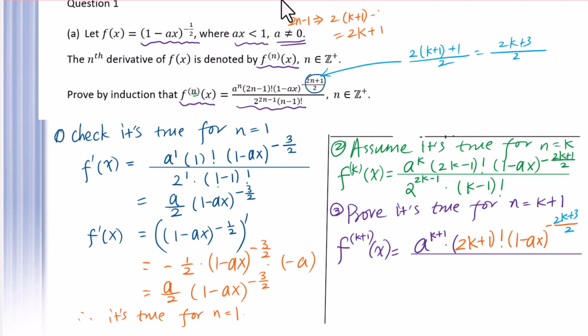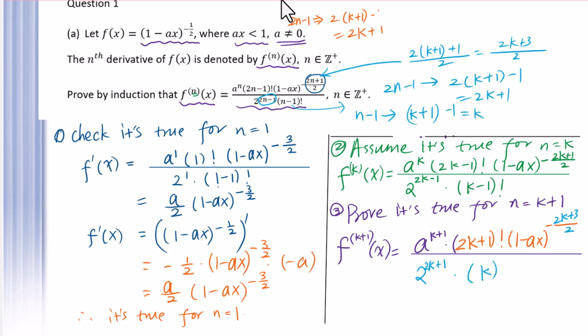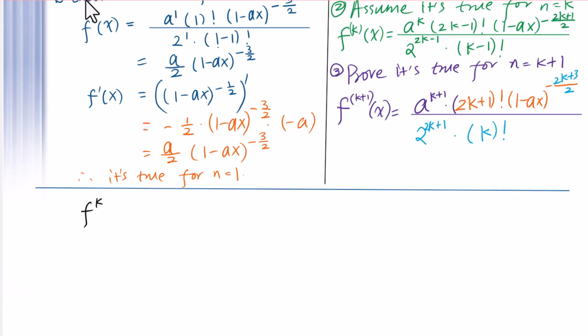Denominator, 2 to the power of 2n minus 1. This n we will change into k plus 1. 2 times (k plus 1) minus 1 equals 2k plus 1. Then times (n minus 1) factorial, we will change it into (k plus 1) minus 1 equals k, factorial.